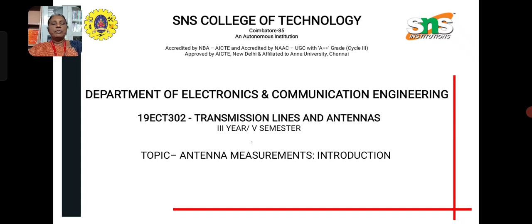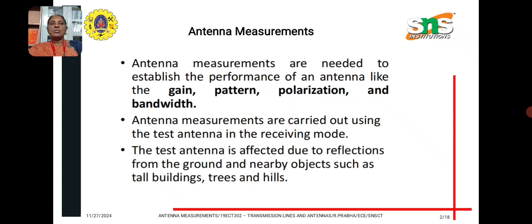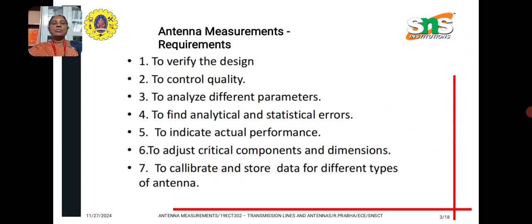In this video, we will discuss the topic on antenna measurements and introduction. So, antenna measurements are needed to establish the performance of an antenna like gain, pattern, polarization, and bandwidth. Antenna measurements are carried out using a test antenna in the receiving mode. The test antenna is affected due to reflections from the ground and nearby objects such as tall buildings, trees, and mountains. So, there are various requirements of antenna measurement.